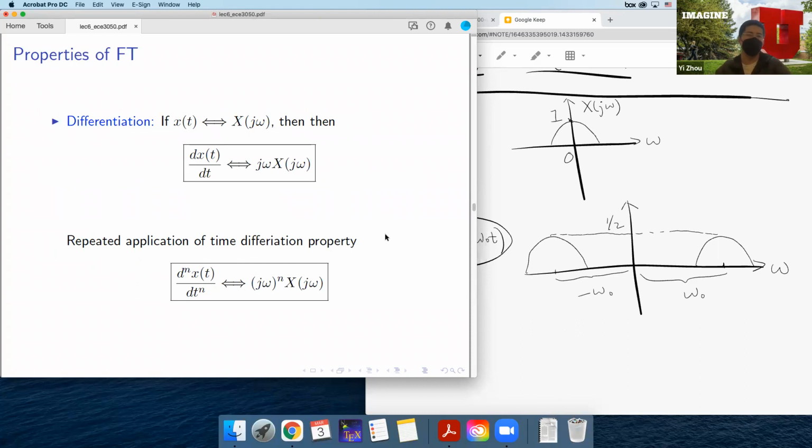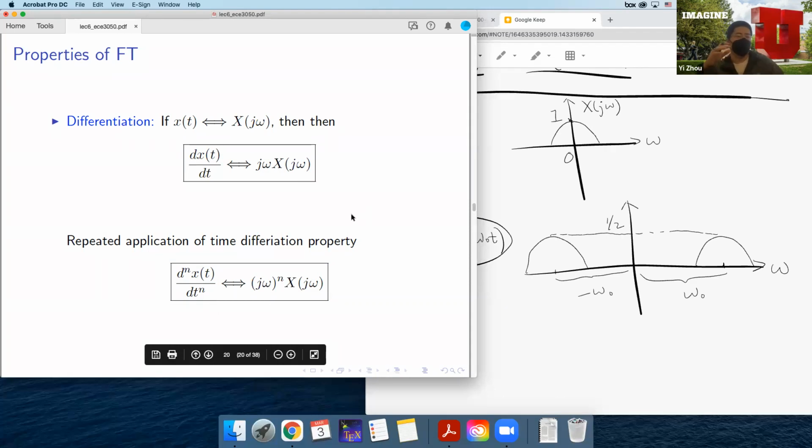Okay, and similar to the Fourier series, we have this differentiation property. Looking at the derivative signal, the derivative of a signal x has a corresponding Fourier transform given by a very simple scaling of the original spectrum: the original spectrum multiplied by j omega. And if you do a higher order derivative, then the corresponding spectrum is still the original spectrum multiplied by j omega to the power of n.